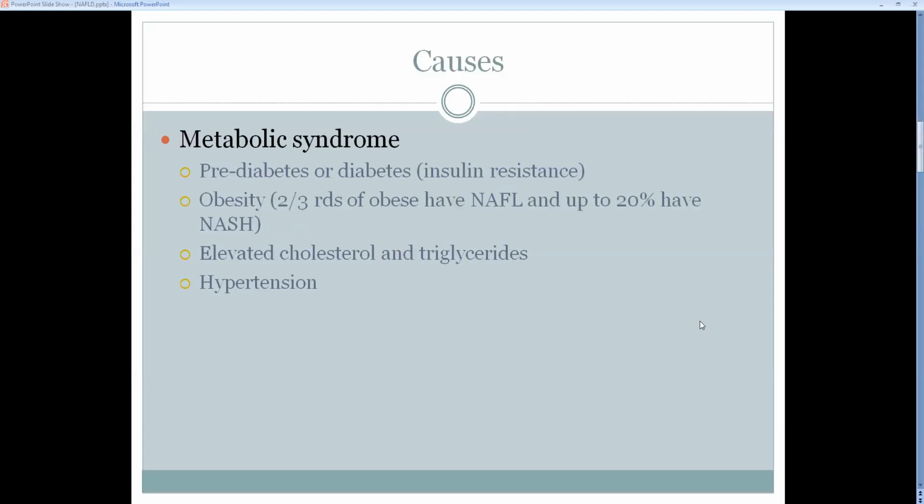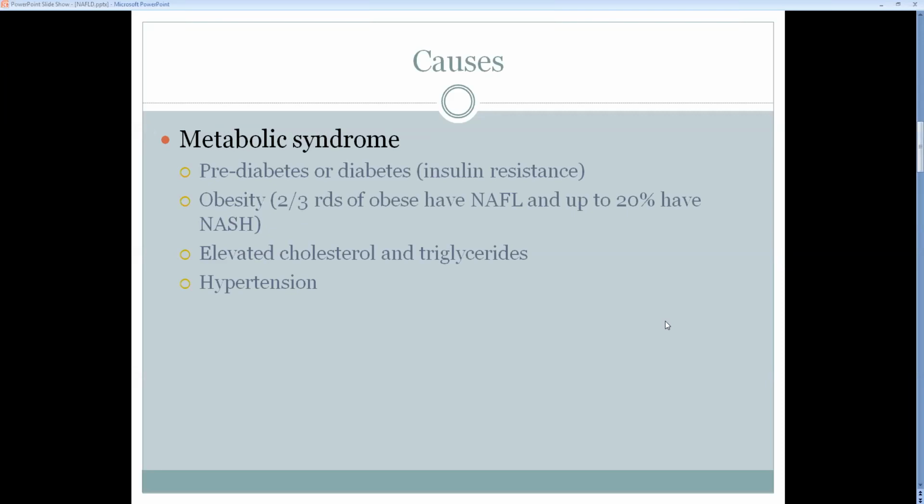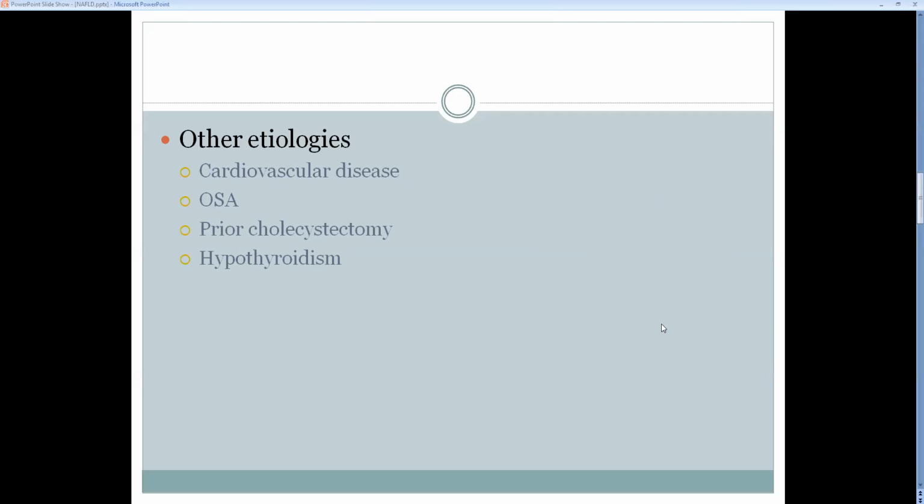Of course, metabolic syndrome is not the only cause. There are others. Cardiovascular disease. I mean, if you look at what metabolic syndrome is, prediabetes, obesity, elevated cholesterol, hypertension, all of those are risk factors for cardiovascular disease as well. So it's not surprising that cardiovascular disease also is a risk factor for non-alcoholic fatty liver.